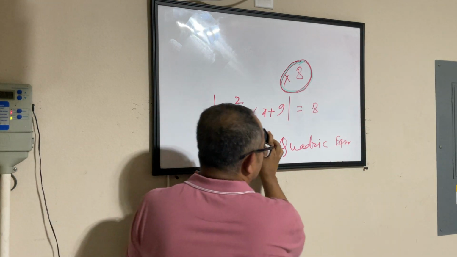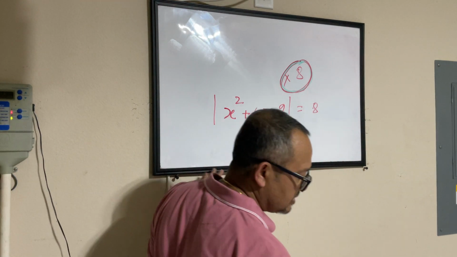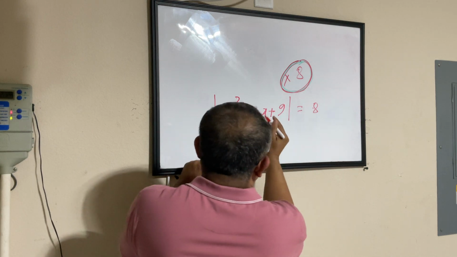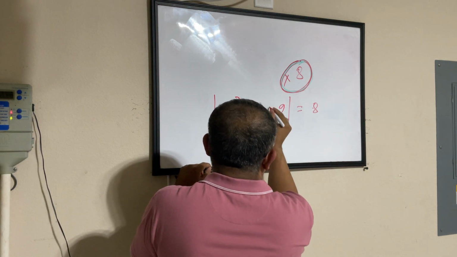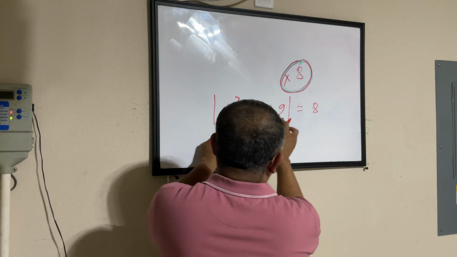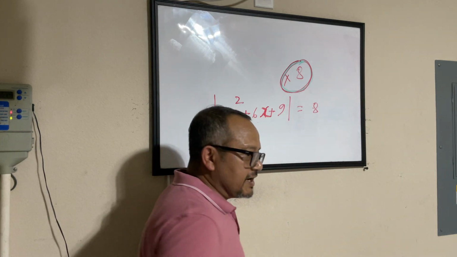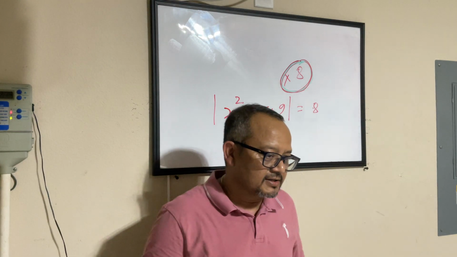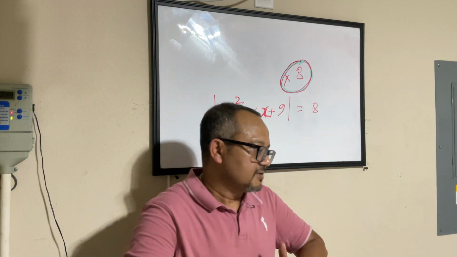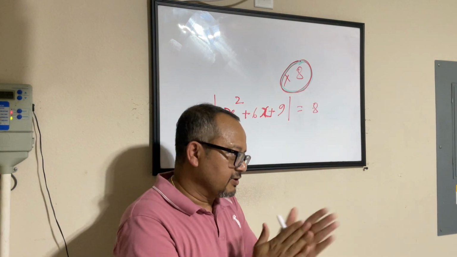What's the symbol after this x? 6x. So this is x squared plus 6x plus 9 equal to 8. And I want you guys to solve it for x. Let's see where you guys go.